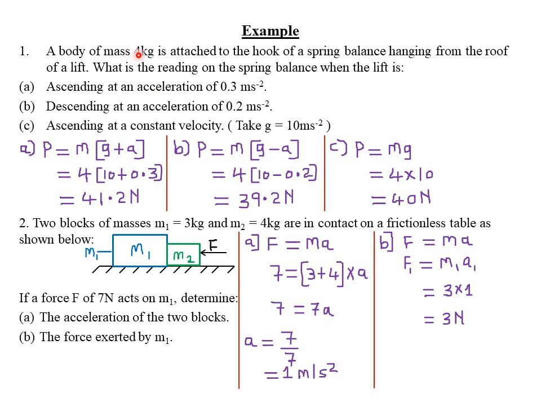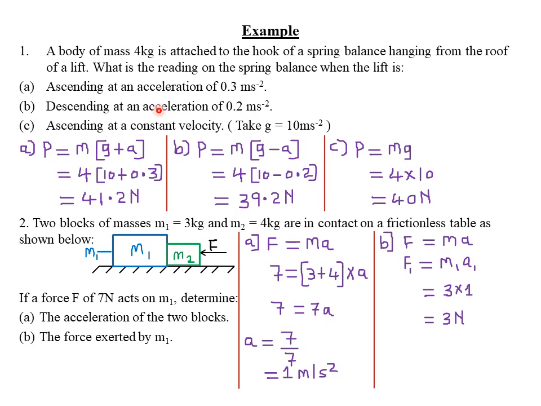Then we are given the mass of the body, which is 4 kg. The gravity we are given as 10. The body is ascending at an acceleration of 0.3. Therefore, we just substitute the values. This will give us 4 multiplied by 10.3, which gives us 41.2 Newtons. So that will be the spring balance reading when the lift is ascending at an acceleration of 0.3 meters per second squared, or when the lift is moving upwards. Part (b), we are told to find the spring balance reading, or the reading of the machine, when the lift is descending at an acceleration of 0.2.